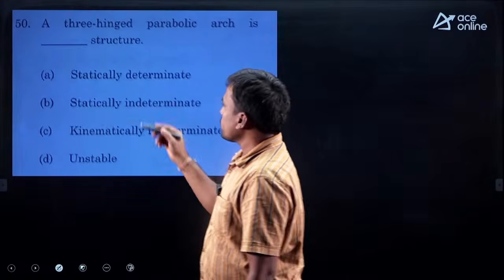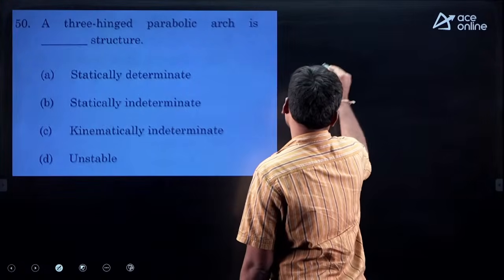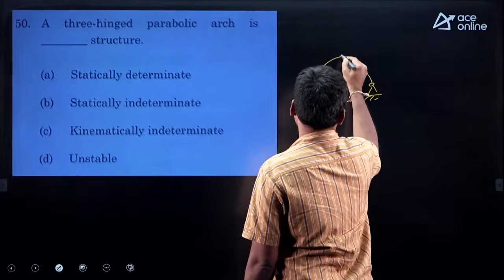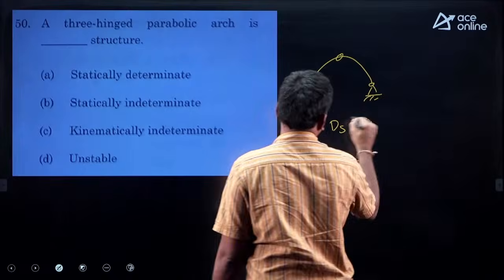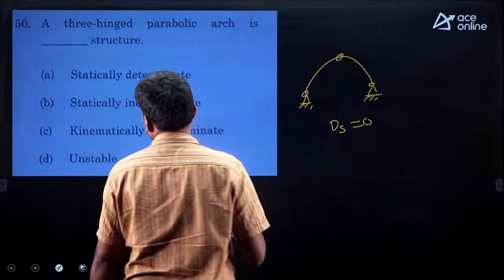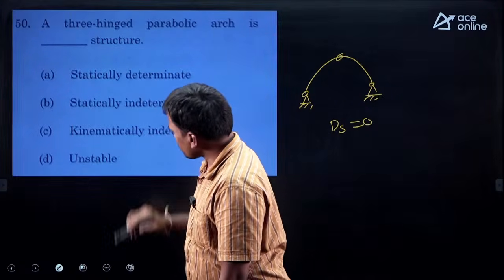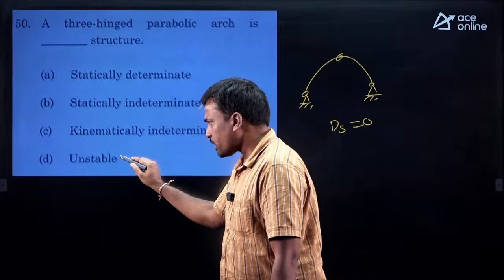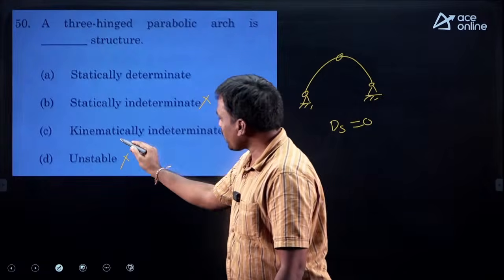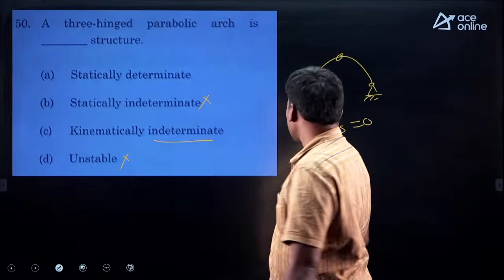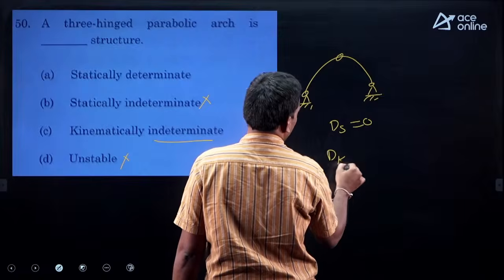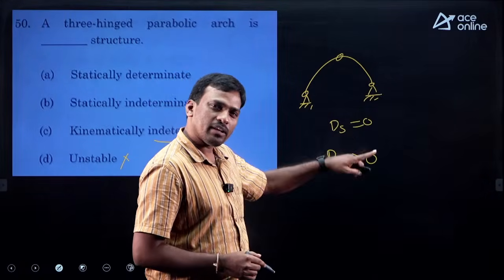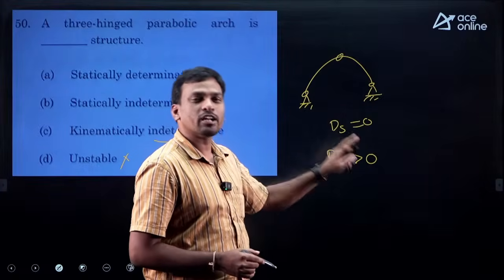Next question, 3-hinged parabolic arch. Students, if you find the static indeterminacy for a 3-hinged parabolic arch, you will get Ds equals 0. So this is a determinate structure, so statically indeterminate we can eliminate, and it is not an unstable structure, but kinematically indeterminate structure is given. If you find the Dk for this diagram, you will get greater than 0 only. It means this is statically determinate and kinematically indeterminate structure.